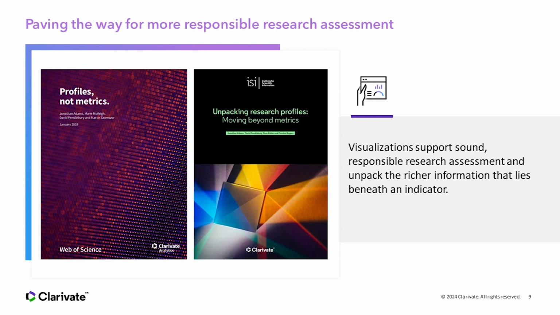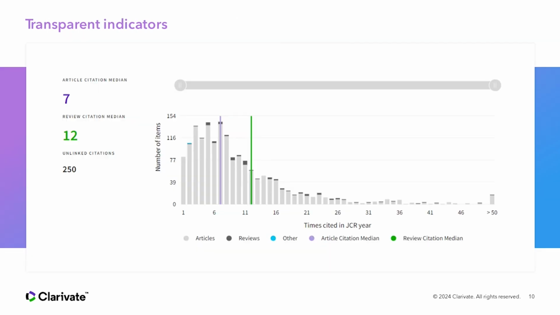In the second report, on top of metrics, visualizations are also very important because they help us to support responsible research assessment, and they unpack lots of data, rich information that lies beneath an indicator. I spoke about transparency. Journal Citation Reports is transparent. For example, the visualization that you see here on this slide shows the citation distribution for articles in one journal in Journal Citation Reports. That's one piece of information we provide about the underlying data behind the journal impact factors.